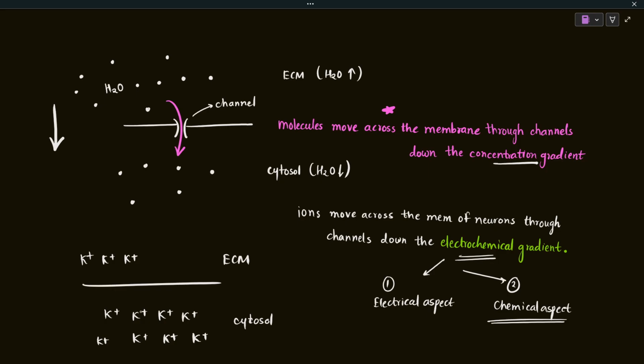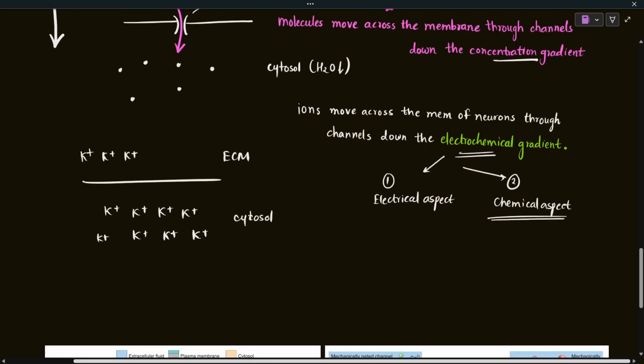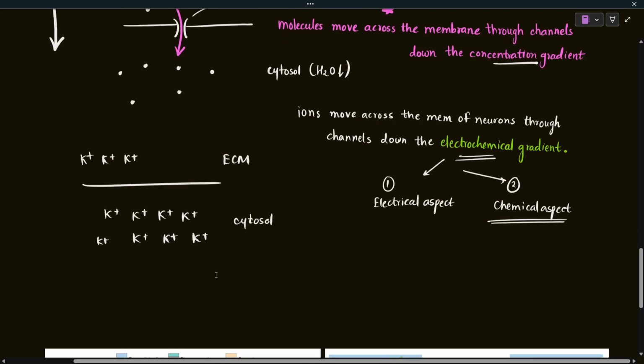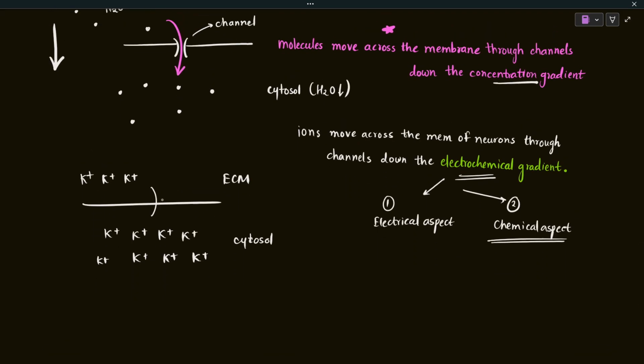Okay, so this sets up a concentration gradient. So this is the chemical driving force. This is the chemical aspect of the concentration gradient, that the concentration of potassium ions is high inside, and that is why the flow of the potassium ions will be from inside to outside. Okay, so when we look at the chemical aspect, according to the concentration gradient, potassium will flow outside in this particular scenario.